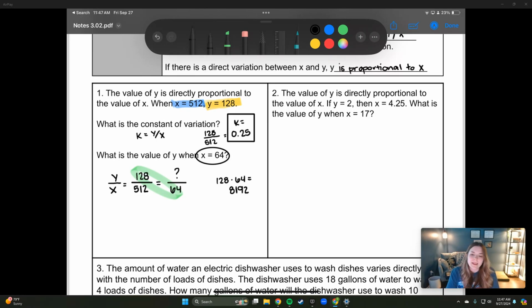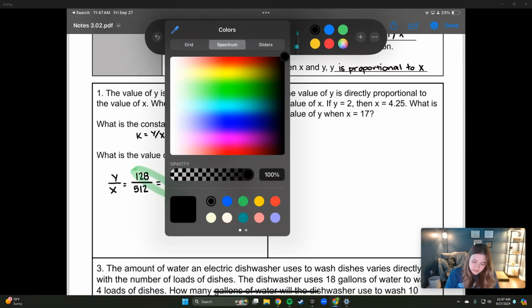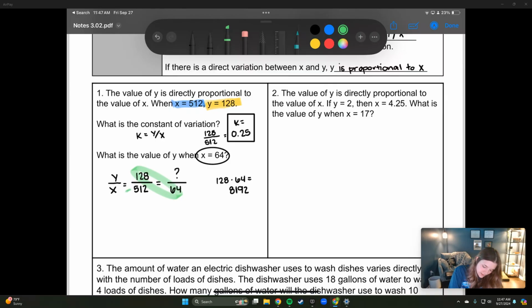Okay, but I'm not done. This is cross multiply and then divide. So you divide it by that number that's left over down there. So you take that 8,192, divide by 512. Again, I don't expect you to know that off the top of your head. You can put that into Desmos, and you should get that it is 16. So when X is 64, Y is 16. Right? Easy peasy lemon parcheesi. You're going to try number 2 on your own here. Okay, test that one out. You're going to solve it very much like how we solved this first one here.